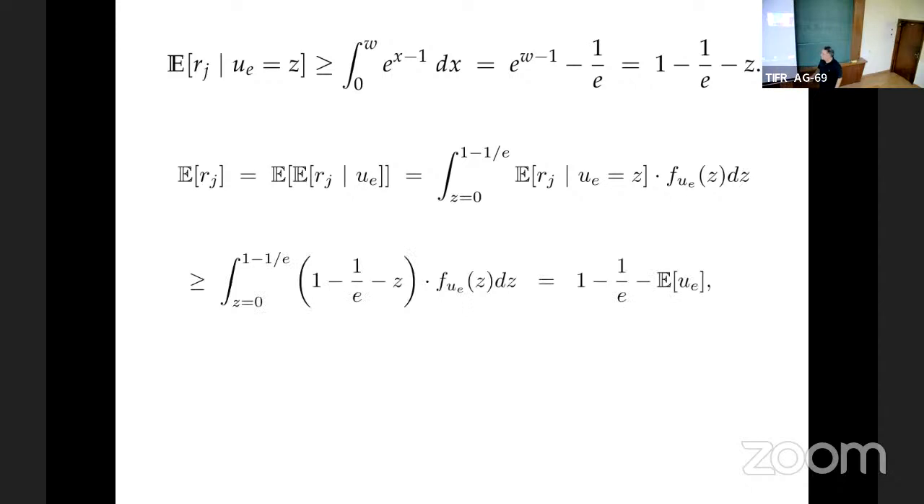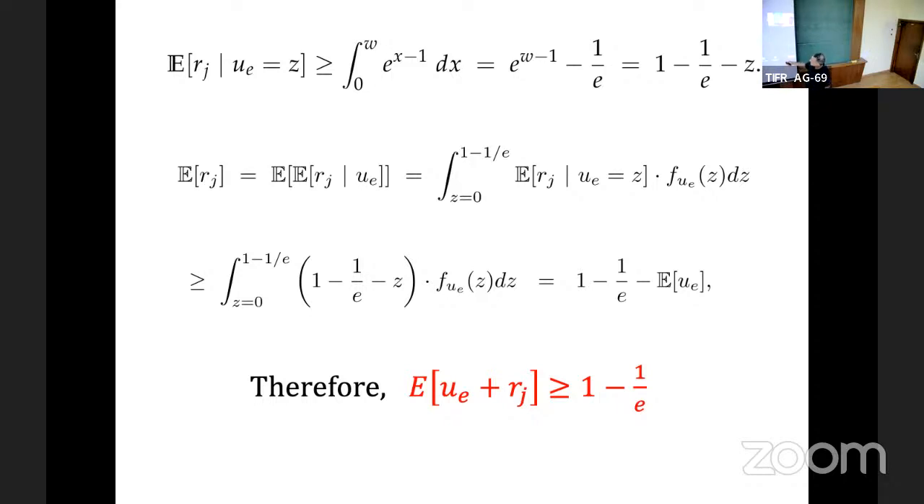It's a symbol that will drop out, because once we plug in this lower bound here and do the integration, it's 1 minus 1 over e minus the expectation of UE. And if we take the expectation of UE on the other side, we get that the expectation of UE plus Rj is 1 minus 1 over e. So for every edge ij, UI plus Rj is at least 1 minus 1 over e. QED. Yes, sir.